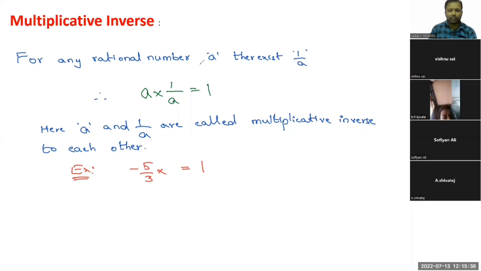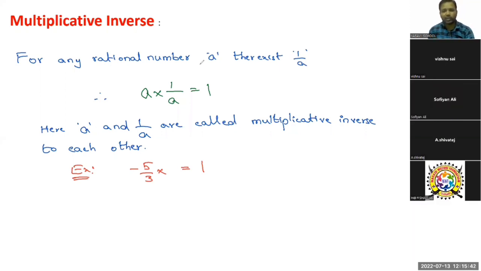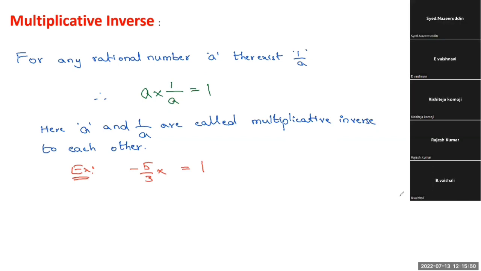What is the multiplicative inverse? By which number, multiplying with minus 5 by 3, do we get the answer 1? Anyone? I didn't get any answer. Can anyone please type the multiplicative inverse of minus 5 by 3 in the chat box? No one?